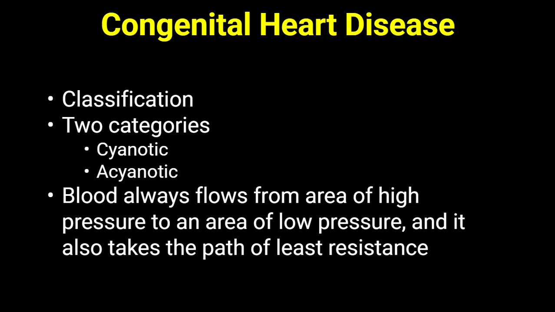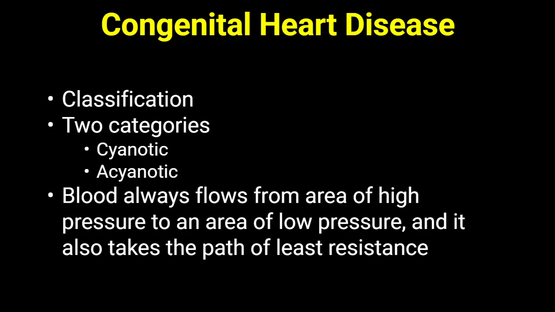We classify congenital heart defects into 2 main categories: cyanotic and acyanotic. Cyanotic defects cause deoxygenated blood to enter the systemic circulation, leading to cyanosis. Acyanotic defects do not typically cause cyanosis. Physiologically, defects can be organized into lesions that increase pulmonary blood flow, obstruct blood flow, or decrease pulmonary blood flow.